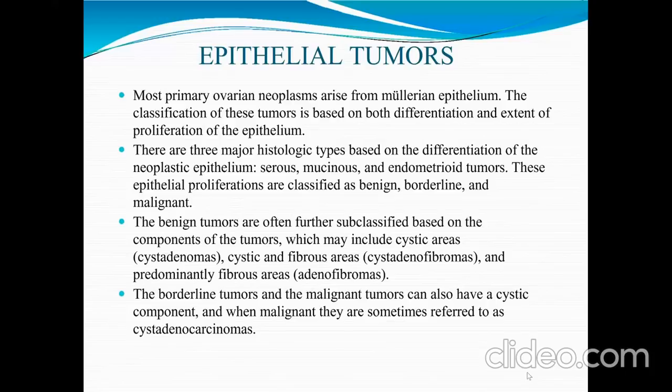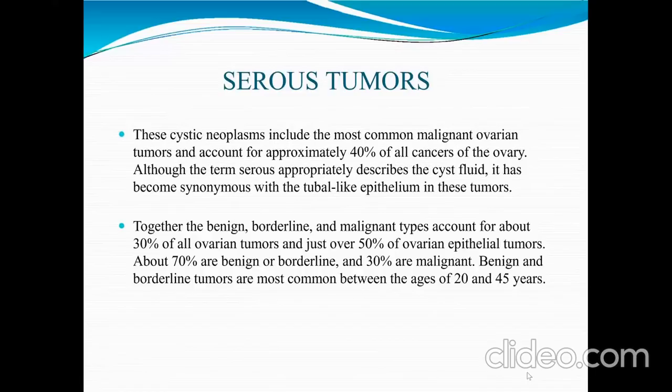The benign tumors are often further subclassified based on the components of the tumor: if they have cystic areas, they will be cystadenomas; if they have cystic and fibrous areas, they will be cystadenofibromas; and if they are predominantly fibrous, they will be adenofibromas. The borderline tumors and the malignant tumors can also have a cystic component, and when malignant, they are sometimes referred to as cystadenocarcinomas. So the benign, the borderline, and the malignant tumors can be cystadenomas, cystadenofibromas, or cystadenocarcinomas. Now that we know that, let us look at the various types of epithelial tumors.